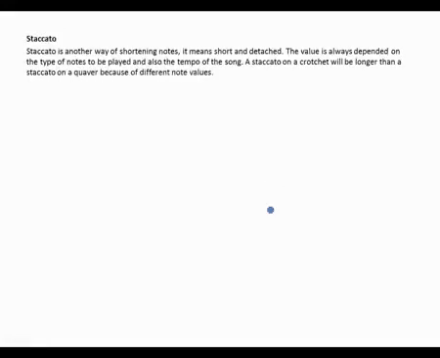Let's take a look at staccato. Staccato is another way of shortening notes. This means short and detached. Short and detached. So we are shortening notes.